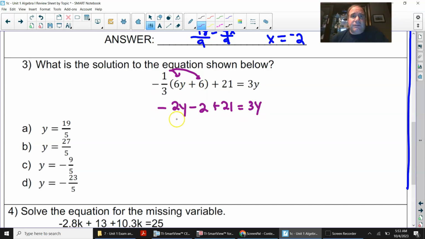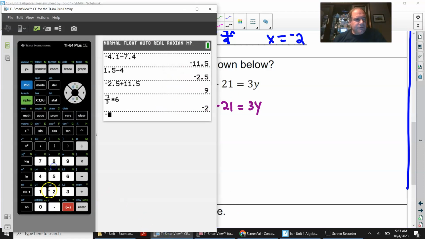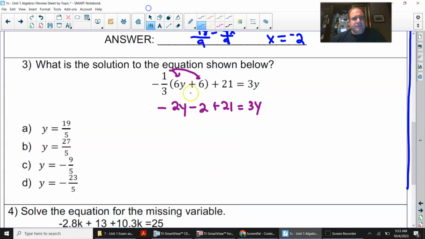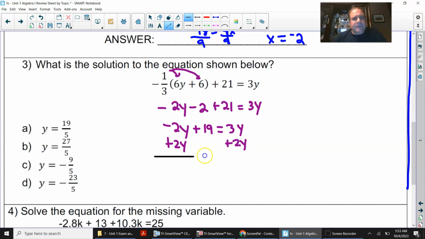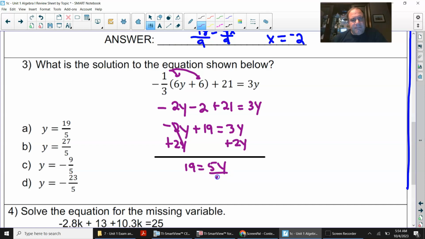See the left side of this equation? Combine like terms. Right? Negative 2 plus 21 is 19. So this is negative 2y plus 19 equals 3y. Now get the smaller y over to the larger y. This cancels. You have 19 equals 5y. Divide by 5 on both sides.